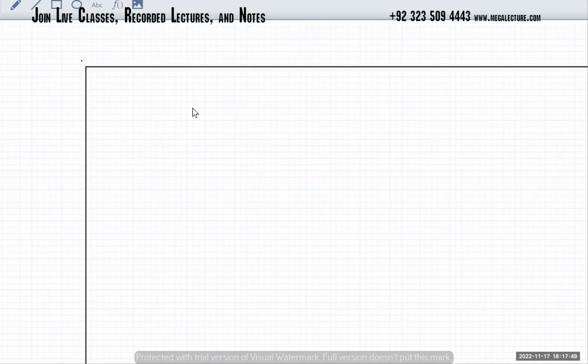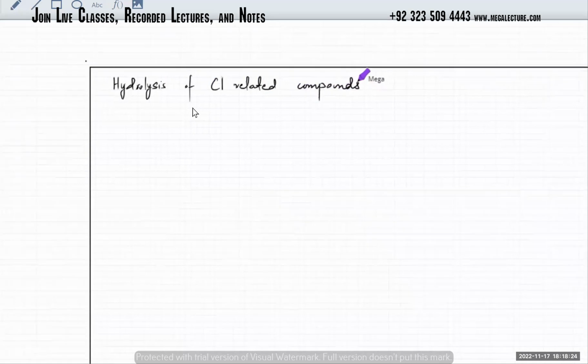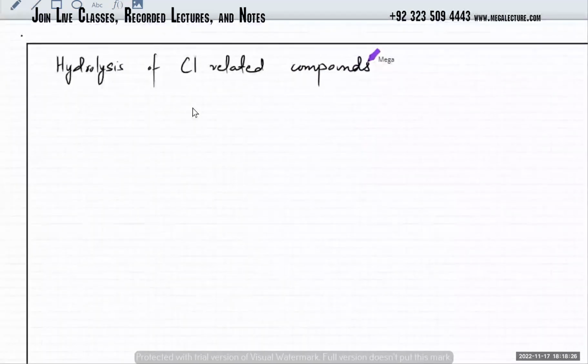So the next part is we're going to talk about hydrolysis. We'll compare some questions, so we're going to talk about those. So this is hydrolysis of chlorine related compounds, hydrolysis of Cl related compounds. Although these are like 3 different chapters, the question is like you get one question, and it's all together.